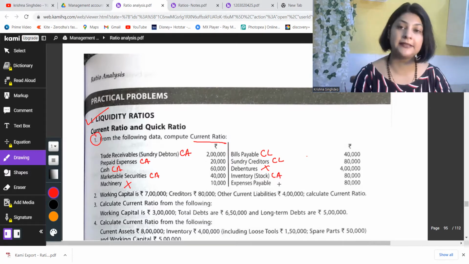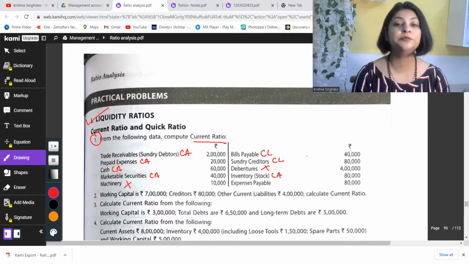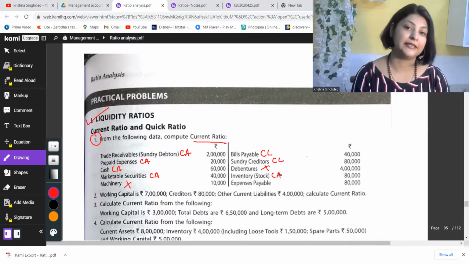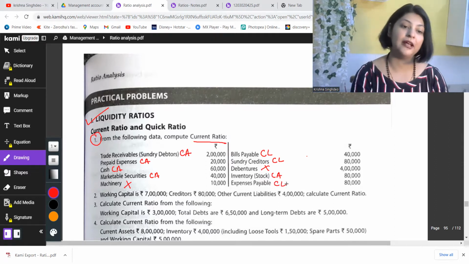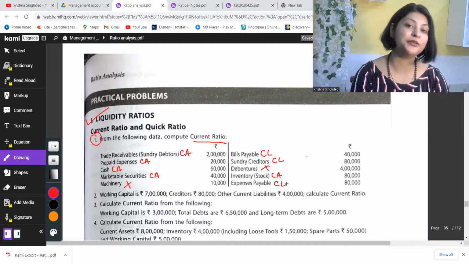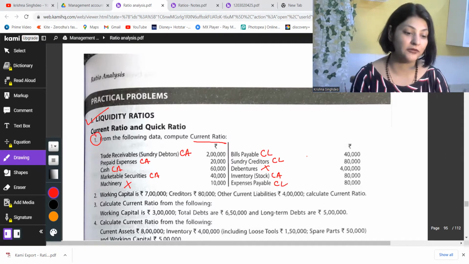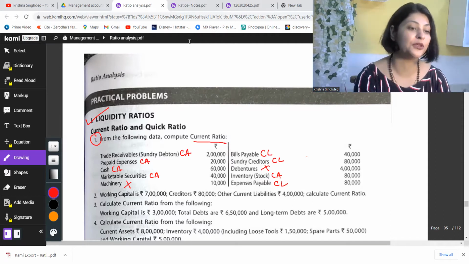After this, expenses payable is given. Expenses payable are outstanding expenses, and they come under other current liabilities. So this current liability is here. So altogether we have so many current assets and so many current liabilities. How are we going to solve this question? For solving this question, let me share my notebook with you. Here we will solve the question.